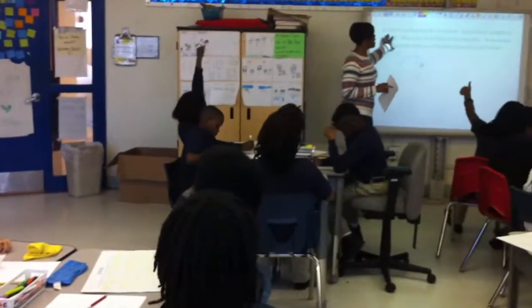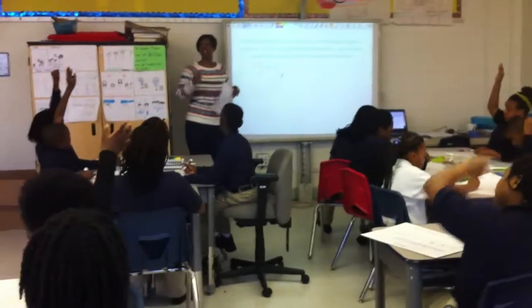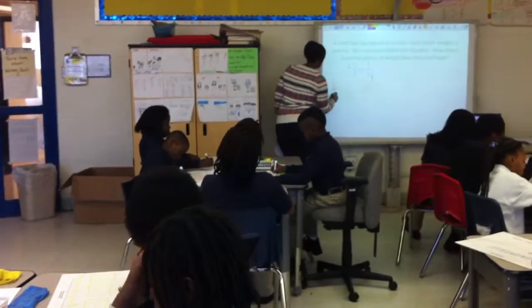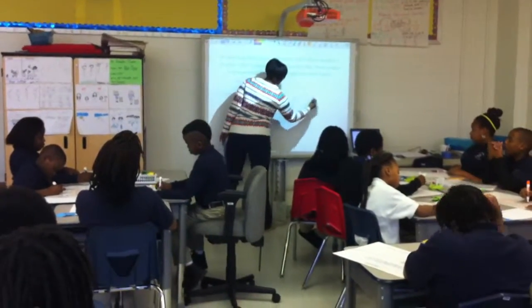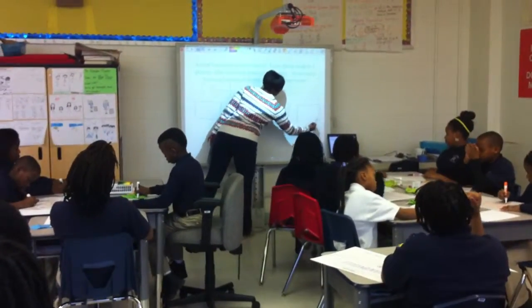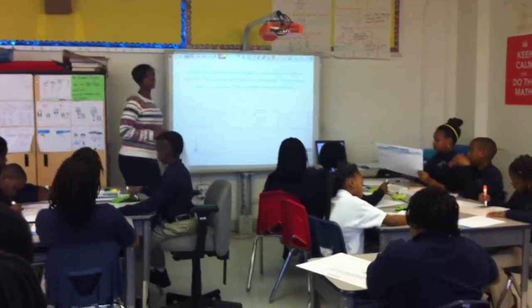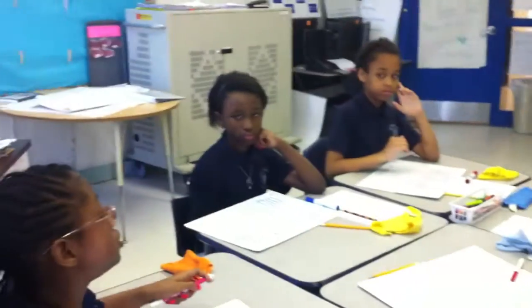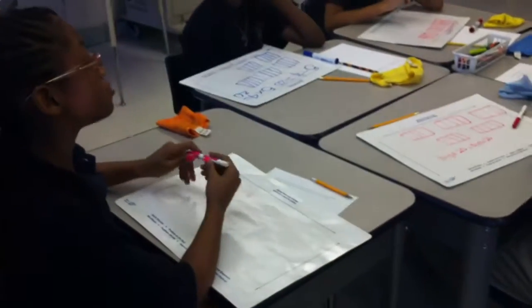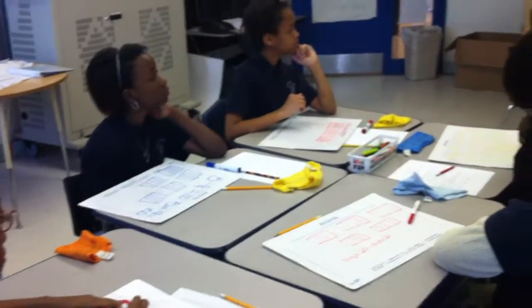Excellent. How many blocks of butter am I going to draw? Renee. 5. 1, 2, 3, 4, 5. And what am I doing to these blocks of butter? Armani? Cutting them into fourths because she cuts them into 1/4 pieces. So you're cutting your butter into fourths.